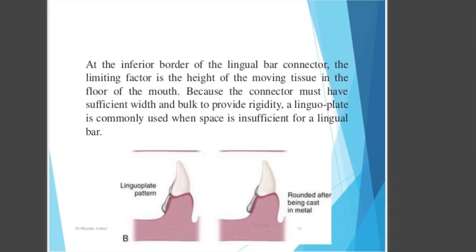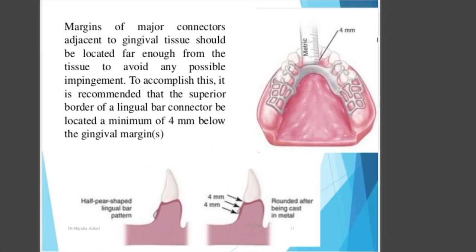Going ahead, at the inferior border of the lingual bar, the lingual bar being a mandibular major connector, the limiting factor is the height of the movable tissue. As we all know, in the mandible, especially in the anterior region, the movable tissue is a limiting factor because the connector must have sufficient length and bulk. A linguoplate is commonly used when the space is insufficient. As you can see here, the linguoplate is partly covering the cingulum portion of the tooth.